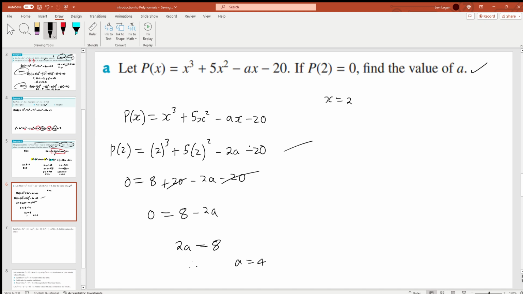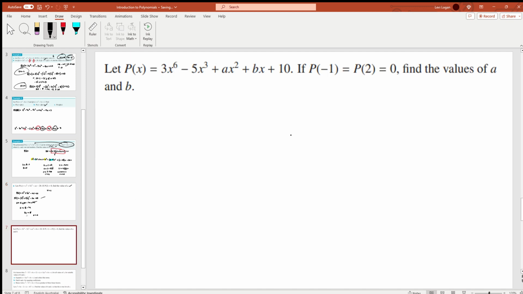Very similar questions to what we did in the previous video. Just putting them all in an exam style question actually. Right, let's take a look at this one here. So, p of x is equal to 3x to the power of 6 minus 5x to the power of 3 plus ax squared plus bx plus 10. If p of negative 1 is equal to p of 2 and they're both equal to 0, find the values of a and b.